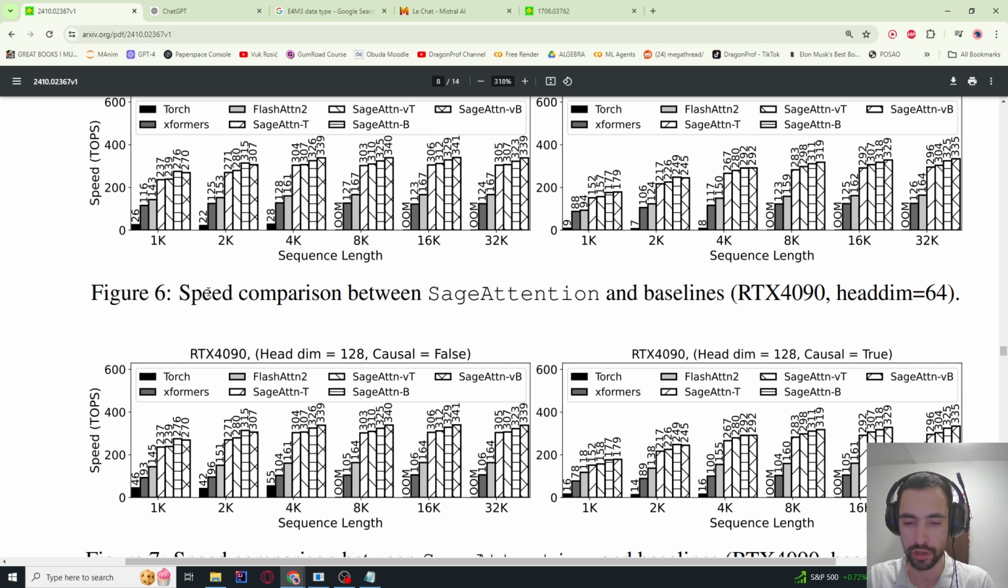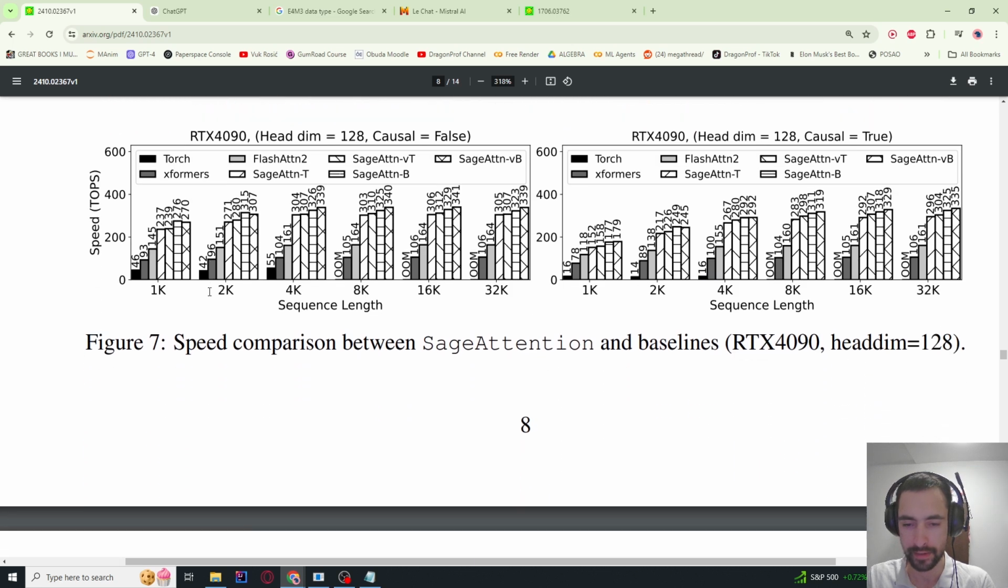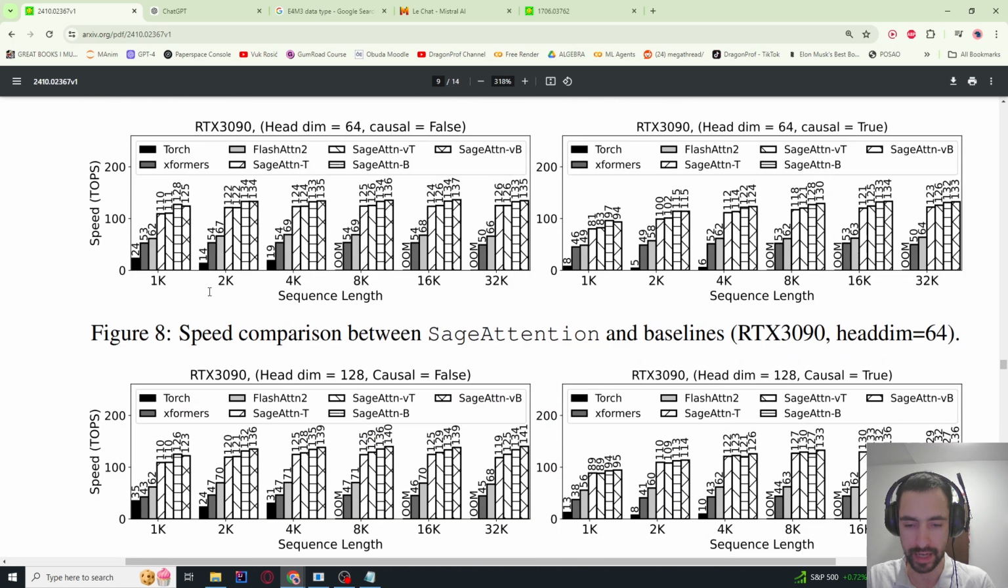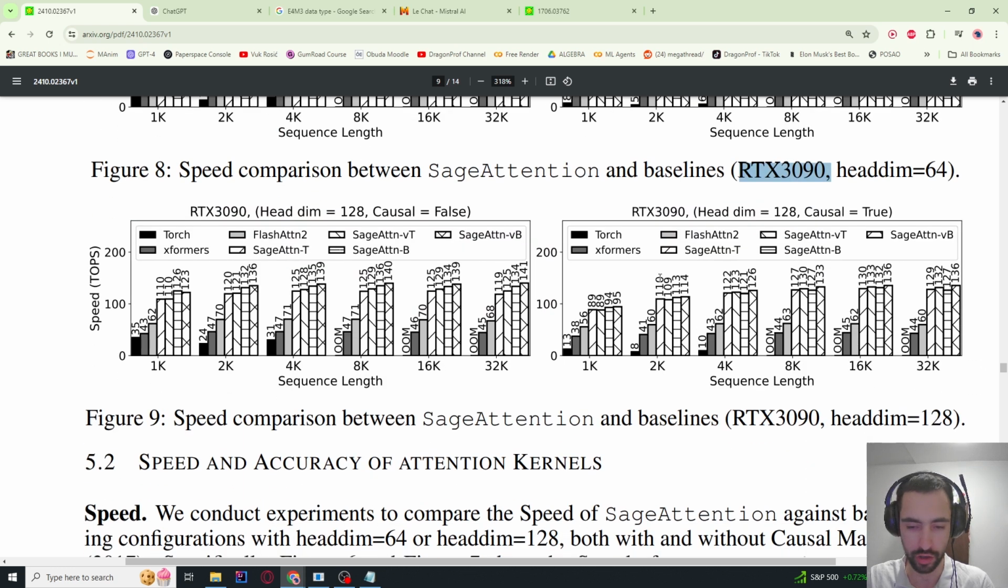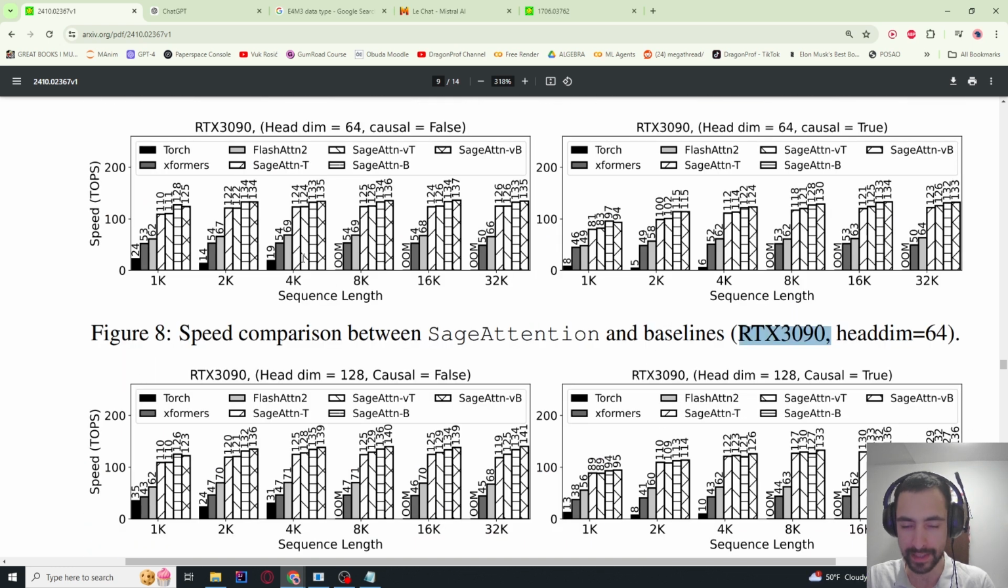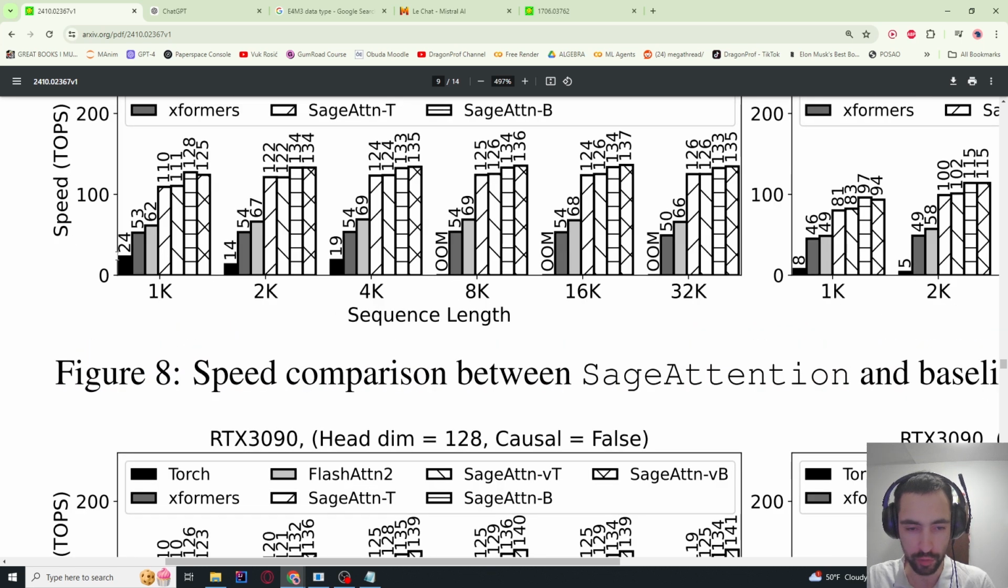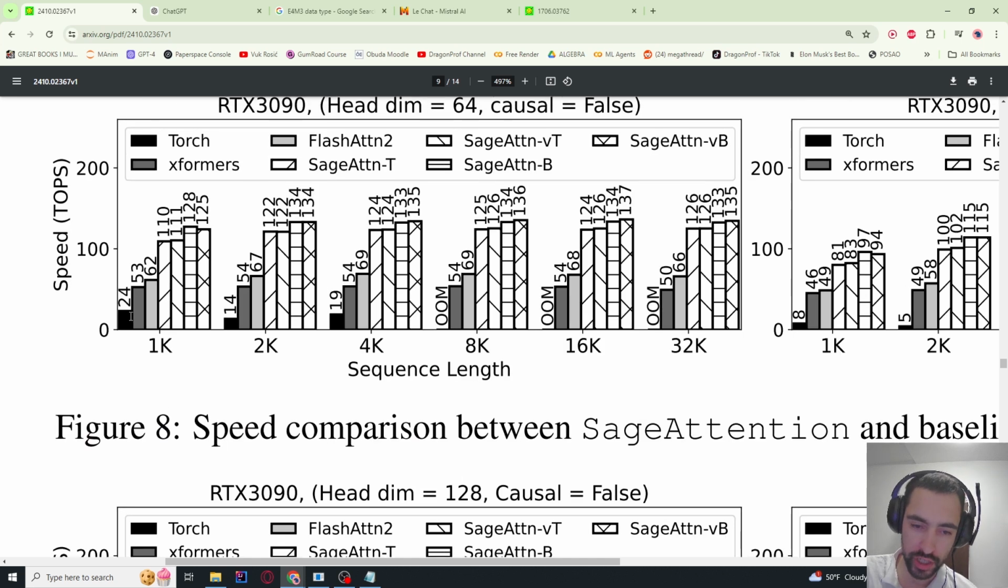So you can scroll through this. This is basically very similar. It's just these couple of metrics changing as I explained: the graphics card, head dimension, causal, etc. So basically their method outperforms every other method consistently. And I think take a look at how much it outperforms when the sequence length increases. So torch here is really diminishing, starting to disappear, while SageAttention is staying very consistent and even improving the speed.